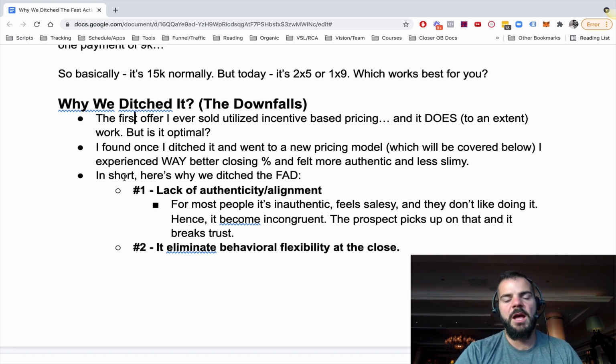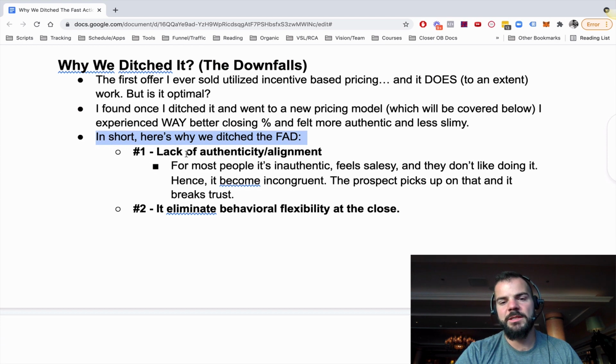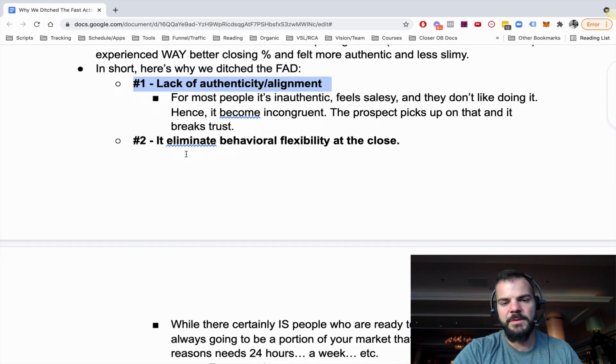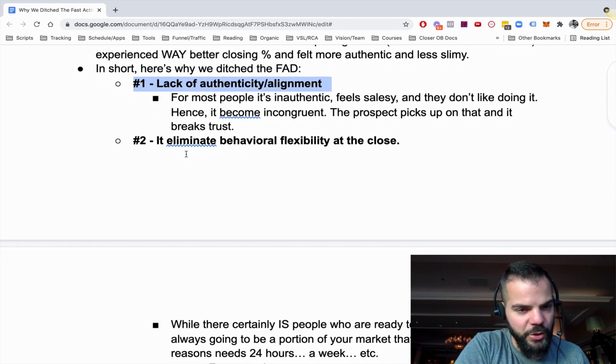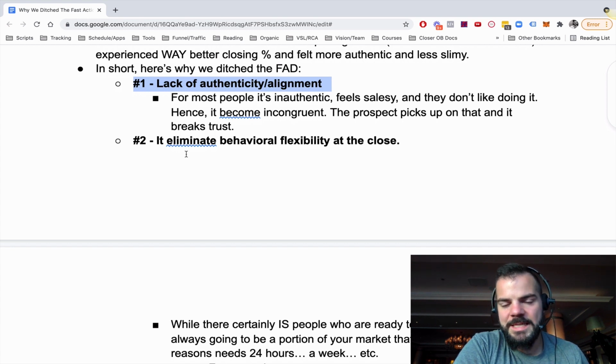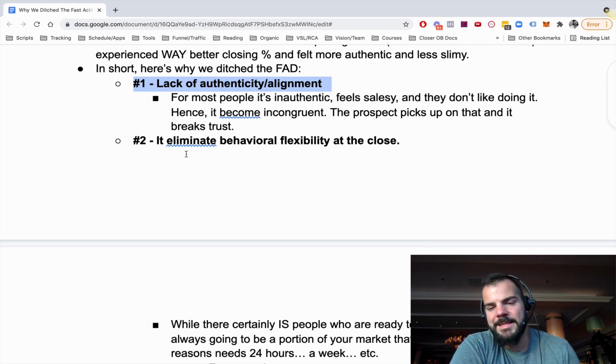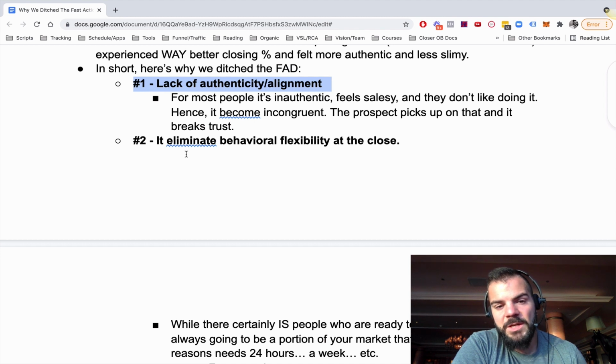So here are some of the downfalls and ultimately why I ditched the FAD, the incentive-based pricing, fast action discount, whatever you want to call it. Number one, lack of authenticity and alignment. I don't think I'm the only person who feels this way, but for most people, it just feels inauthentic. It's kind of salesy. They don't like doing it. It doesn't seem like there's a real reason why you're doing it. You're just trying to get them to make a decision. And the prospect picks up on that and it breaks trust. Okay? So that's the number one thing.